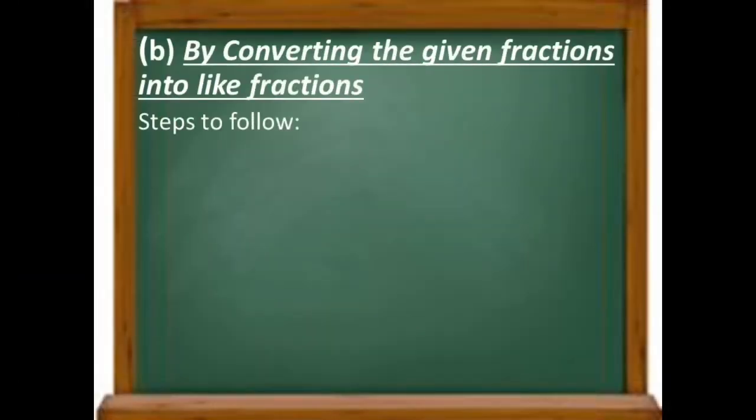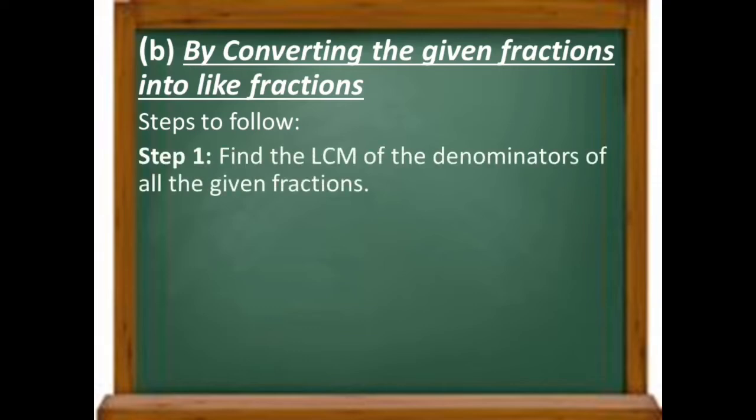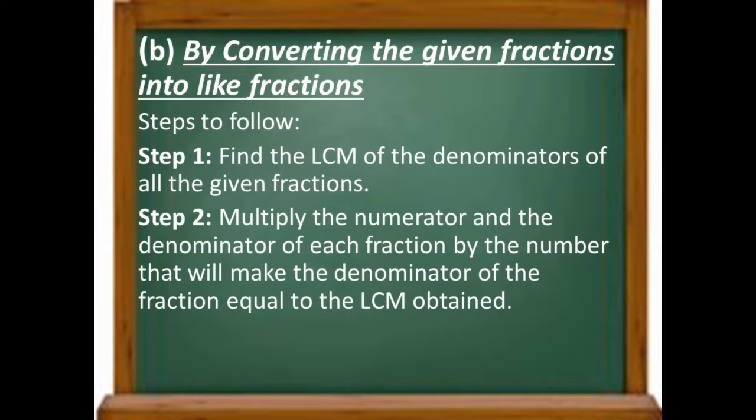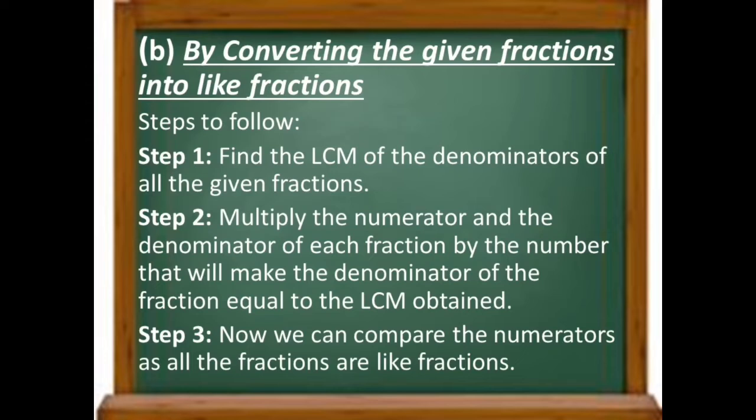Second method is by converting the given fractions into like fractions, and the steps are: step number 1, find the LCM of the denominators of all the given fractions. Step number 2, multiply the numerator and the denominator of each fraction by the number that will make the denominator of the fraction equal to the LCM obtained. And step number 3 says that now we can compare the numerators as all the fractions are like fractions. Now let us see this with the help of an example.